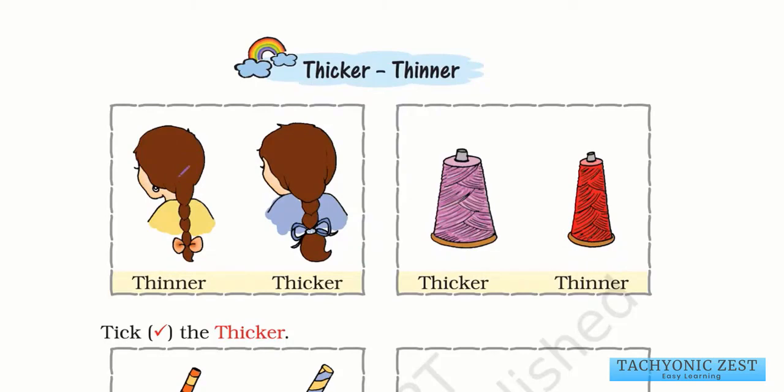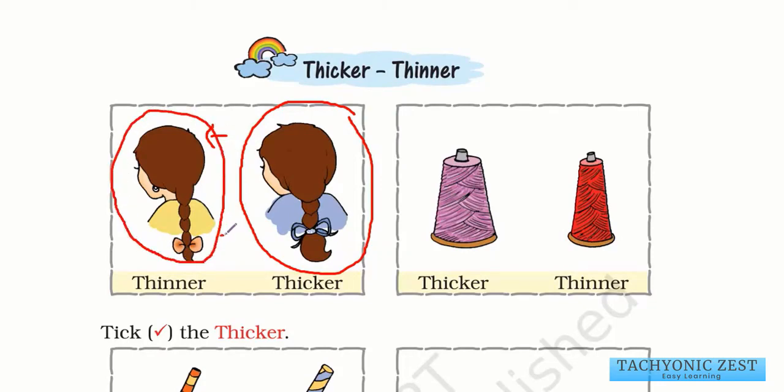Again, thicker and thinner is said in comparison to something else. So we say that the hair here is thicker as compared to the hair which is here. So this hair is thinner as compared to this hair, and this hair is thicker as compared to this hair. Let us see the next example.